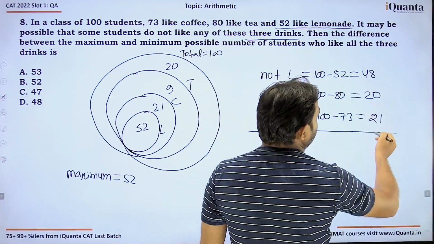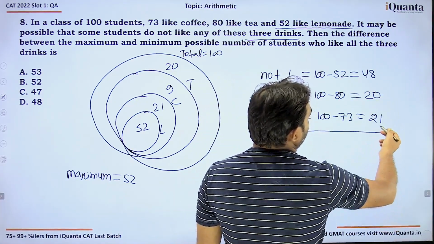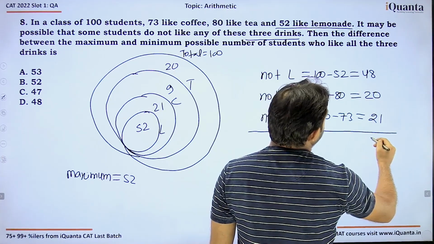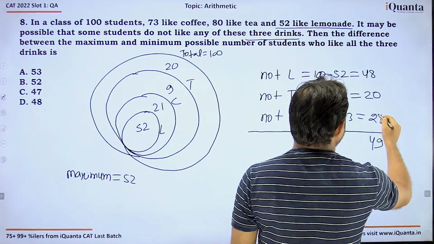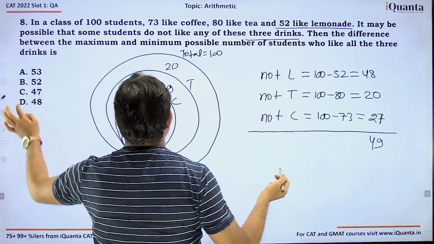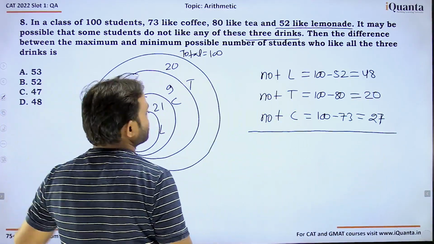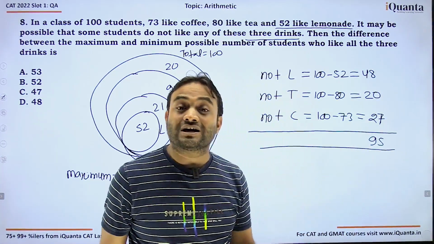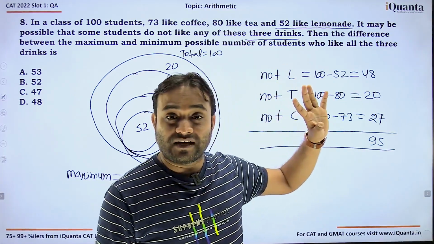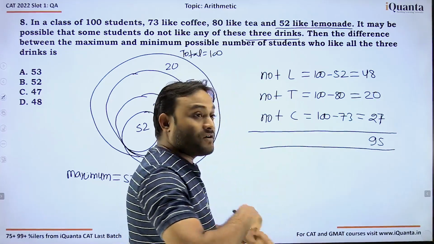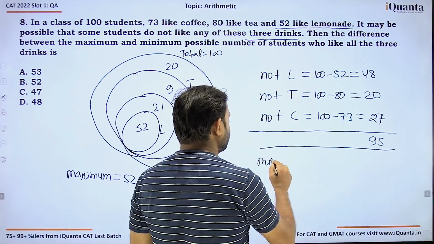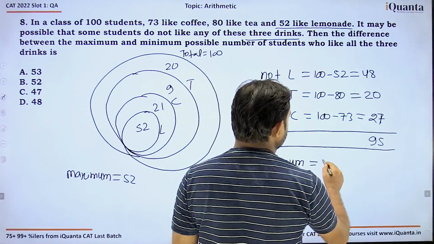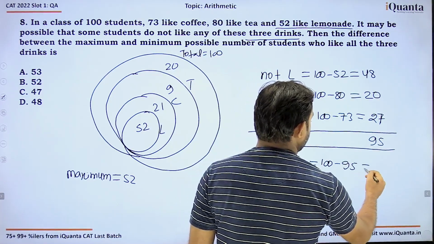So this adds up to 21 plus 20, 41 plus 48, it will be 49 students. Oh, this should be 27. In that case, 27 plus 20, 47 plus 48, it will be 95 students who do not like at least one of these, right? So in that case, now we are forced to choose that the minimum number of students who like all three will be equal to 100 minus 95, which is equal to 5.